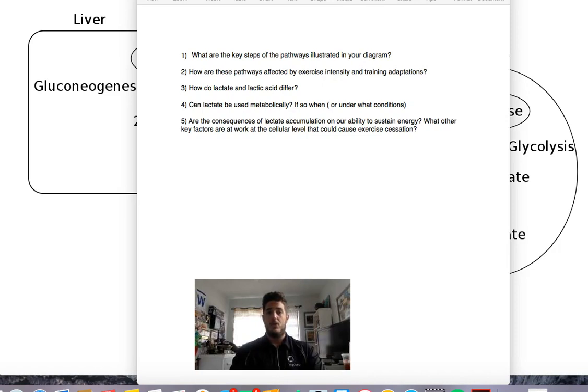There are two parts of the Cori cycle. In the liver, gluconeogenesis occurs, which we'll go into detail on. And in the muscle, glycolysis occurs.